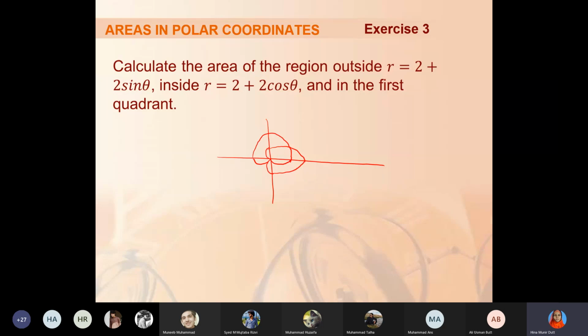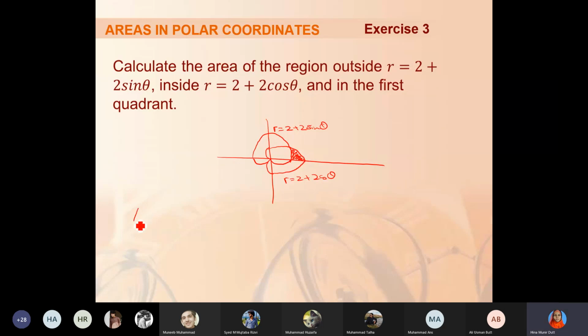So what is the required region? After drawing the graphs, we have to shade the required region. This is r is equal to 2 plus 2 sine theta. This is r is equal to 2 plus 2 cos theta. Outside this curve, 2 plus 2 sine theta, and inside 2 plus 2 cos theta, but in the first quadrant, this should be the required region.